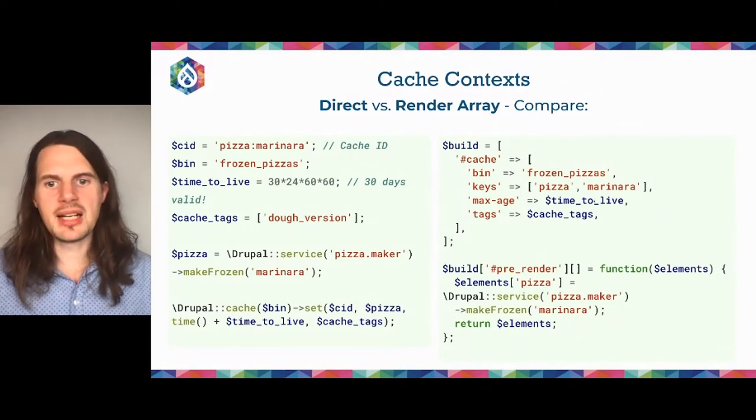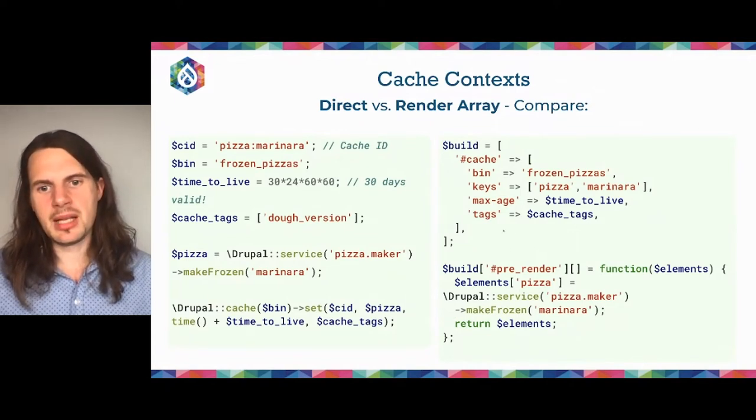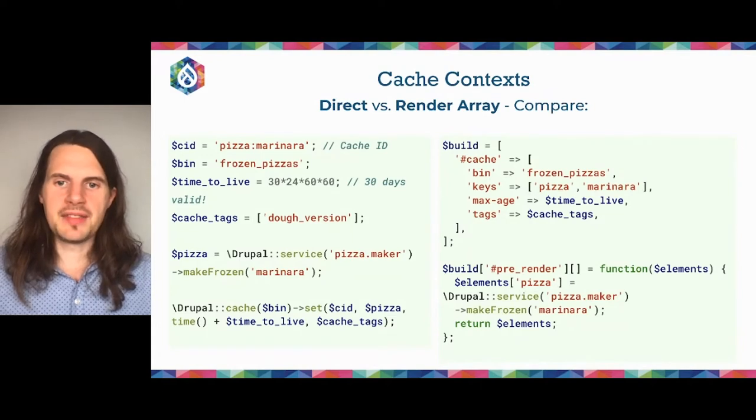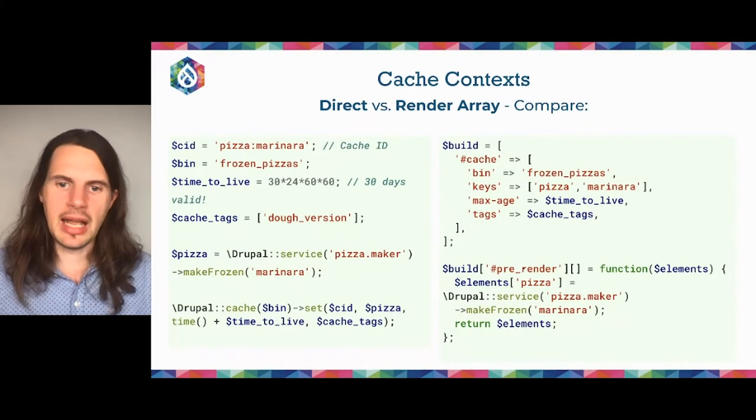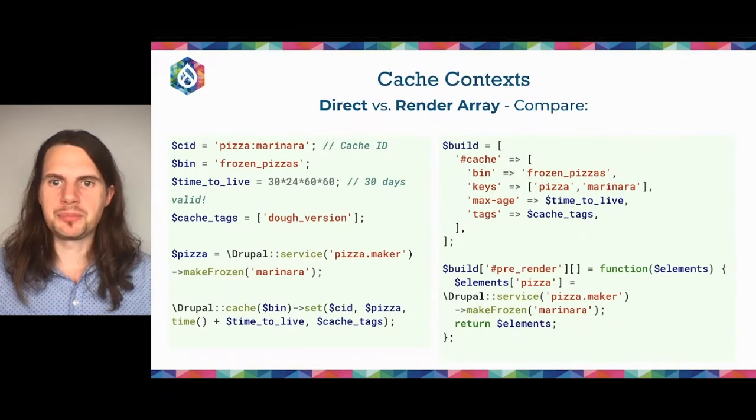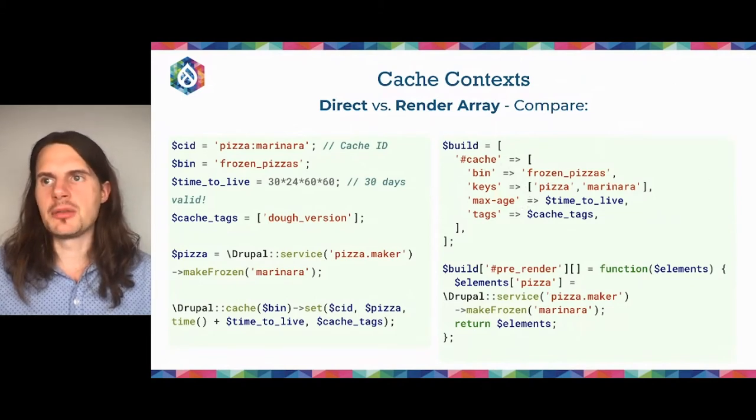So the next time we call it on a cache miss, then this pre-render is called. It creates our element's pizza. And what you see here, what is returned here, is automatically stored in the cache. So after this whole build has finished and is ready to be rendered on the page, then essentially we are putting the pizza here into this bin with those keys.